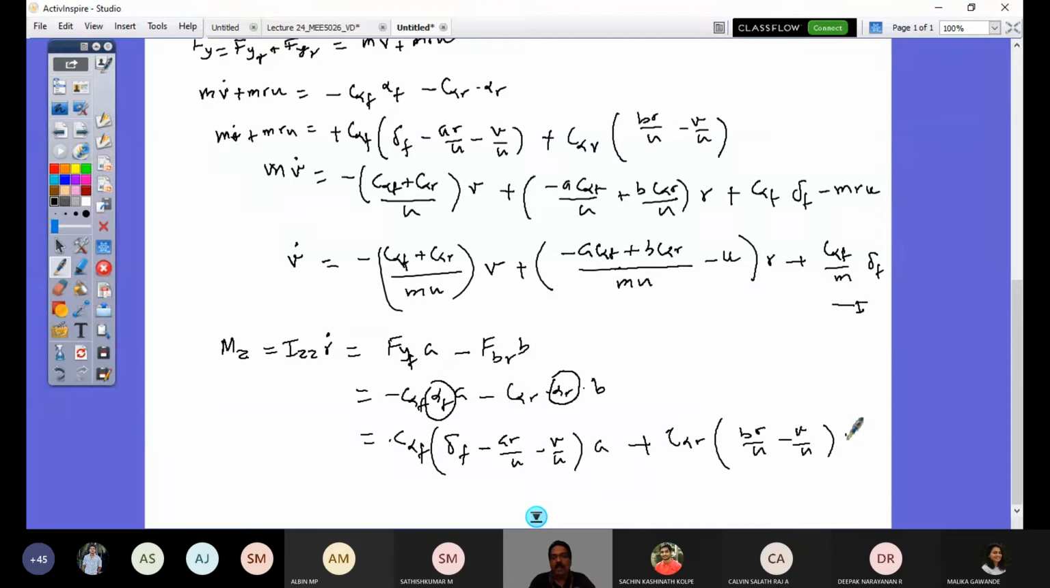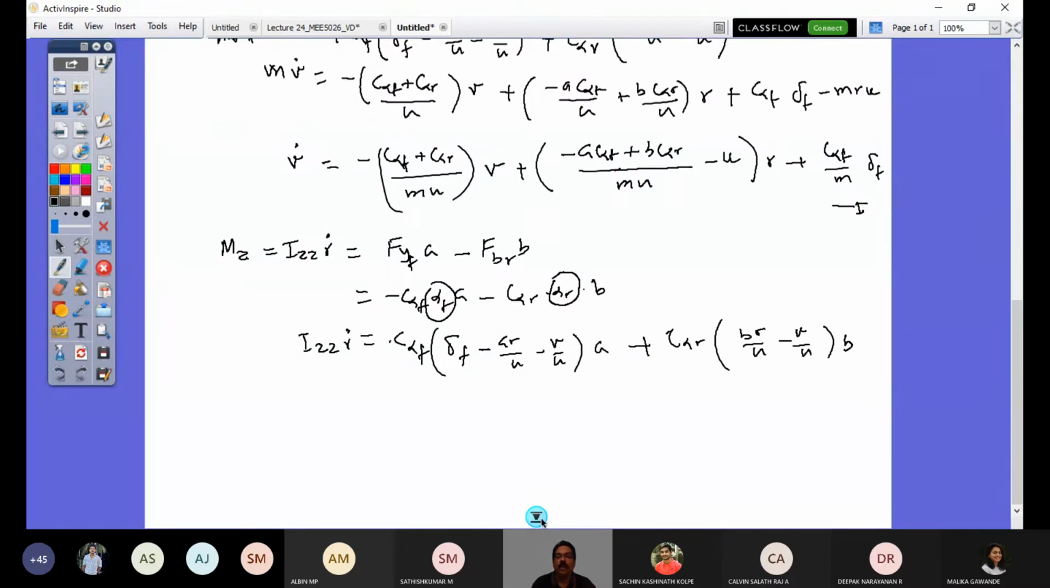So now I have to write this as a first order equation. So R dot I require. So I can take this down and group them as coefficient of V and coefficient of R. So R dot is going to become, here I am going to group first with V. So minus C alpha F A by U by I Z, and here again I have minus C alpha R B by I Z U. So if I combine that, I would have minus A C alpha F plus B C alpha R by I Z U. And this would become the coefficient of V.